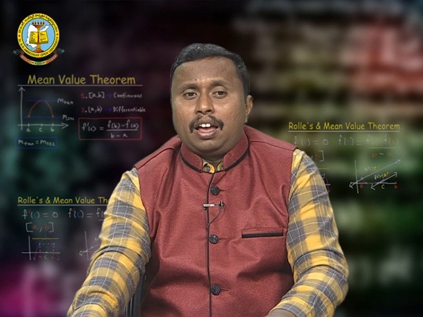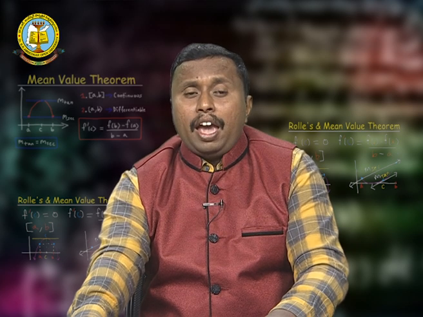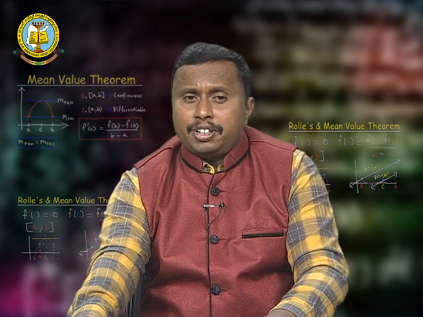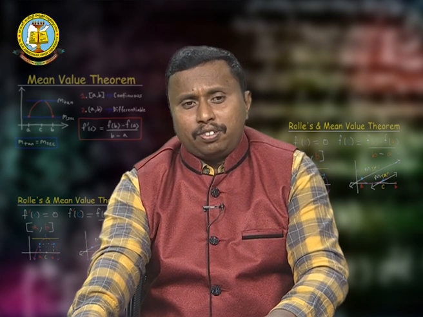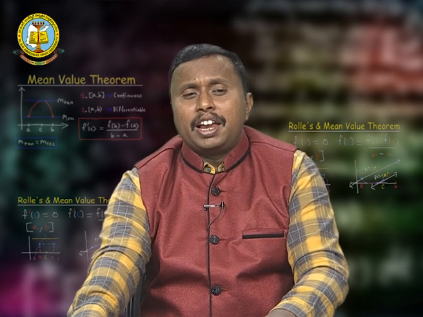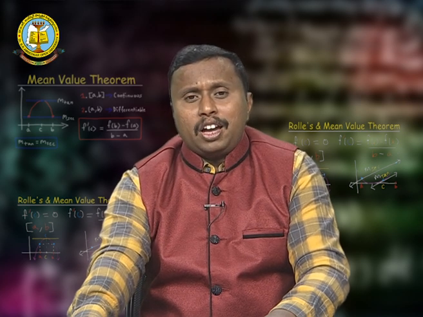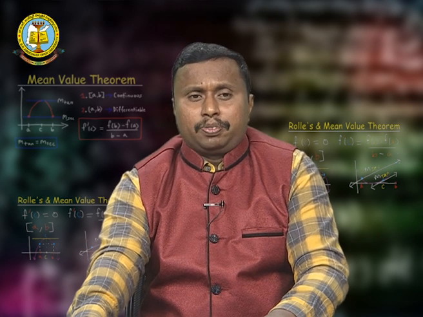So once again I will explain the statement of Rolle's theorem. If f is continuous on the closed interval [a, b] and f is derivable in the open interval (a, b) and f of a equal to f of b, then there exists a real number c belongs to (a, b) such that f dash of c equal to 0. So this is Rolle's theorem.